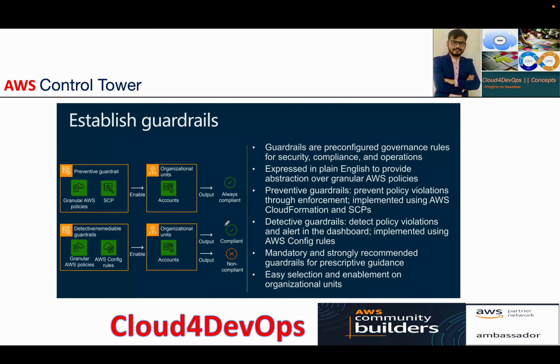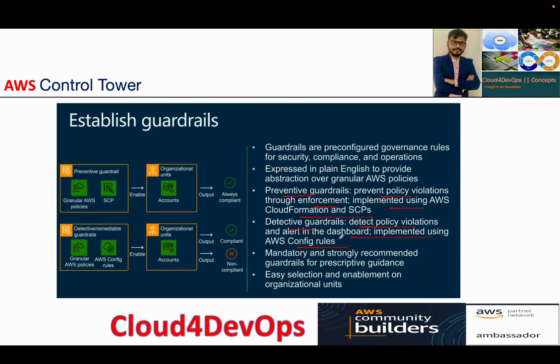Fine. Establish guardrails. This is another important factor, which is basically on top of your SCPs. And as I covered previously as well, preventive guardrails and detective. Here we are getting 20 preventive guardrails, which basically prevent your policy violation through enforcement, implemented using AWS CloudFormation and SCPs, and we are getting 3 detective. If you remember the dashboard of Control Tower, they detect policy violation and alert in the dashboard, implemented using Config rules. That's where your compliant and non-compliant activity comes into the picture.